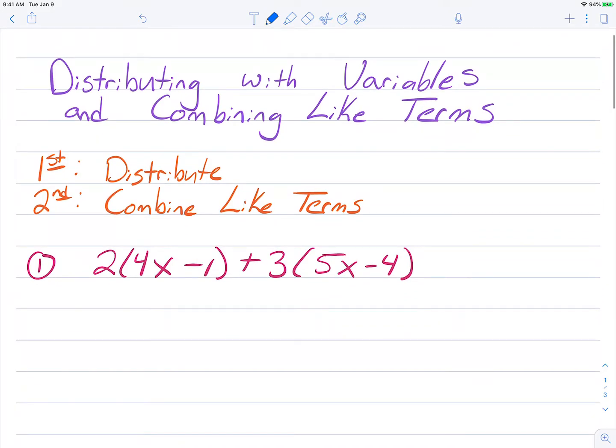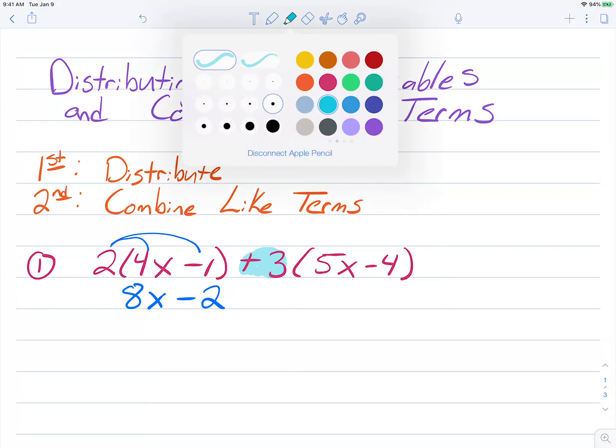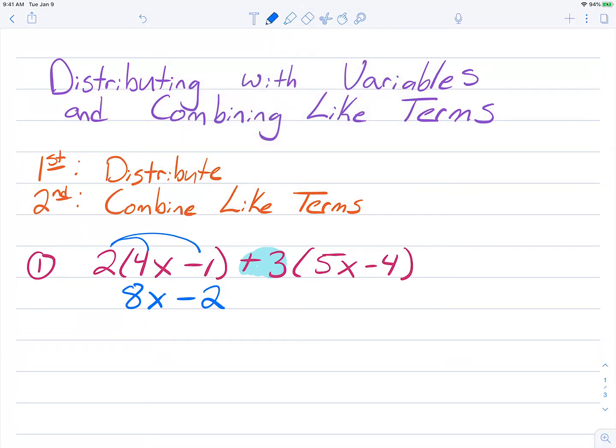So for problem number 1, the first set of parentheses has a 2 in front of it, so we're going to multiply everything inside by 2. So 2 times 4x is 8x, and 2 times negative 1 is negative 2. For the second set of parentheses, we're going to multiply everything by a positive 3. It's important to know that it's a positive 3 because we will be dealing with them not being positive in a little bit. So 3 times 5x is a positive 15x, and 3 times negative 4 is negative 12.